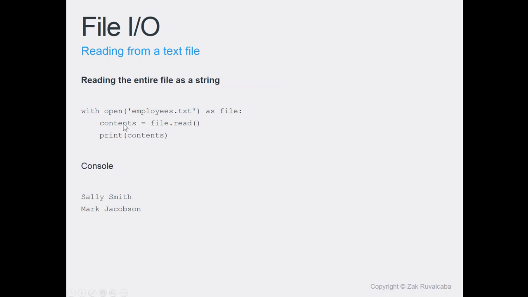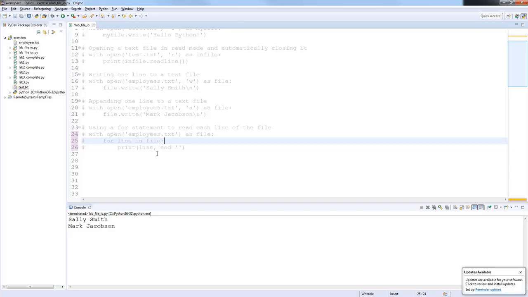So what we're doing is we're dumping everything within the employees.txt file into a variable called contents, and then we're basically printing that, right? So let's see how this works.